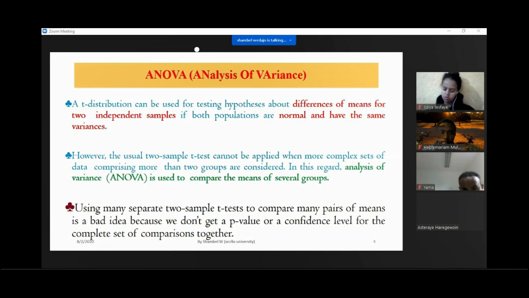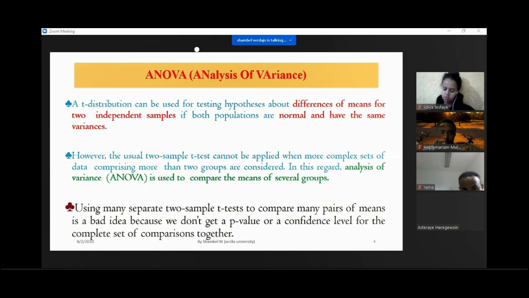Using many separate 2-sample t-tests to compare many pairs of means is a bad idea. For example, if you have just 3 means, you have at least 3 combinations, and pairing each of them may have bad outcomes. We will see later what those bad outcomes are.